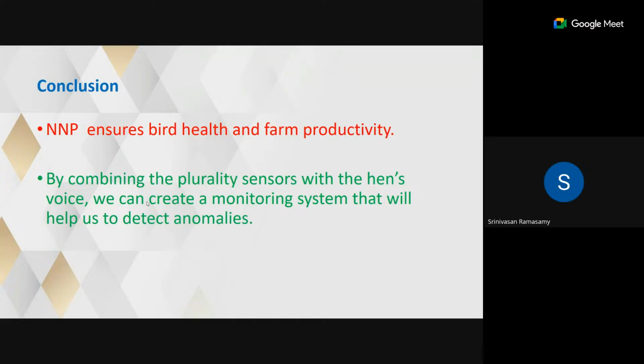Hello, everyone. In conclusion, the neural network processor ensures bird health and farm productivity by combining the plurality of sensors with the hens' voices. We can create a monitoring system that will help us detect anomalies.